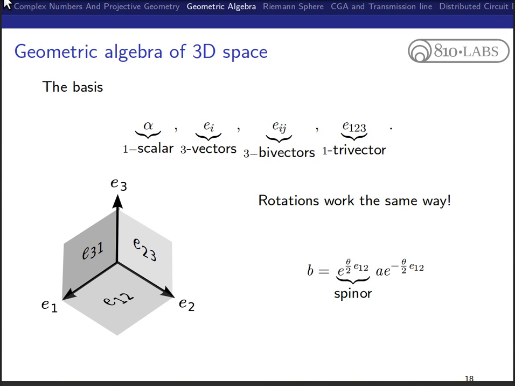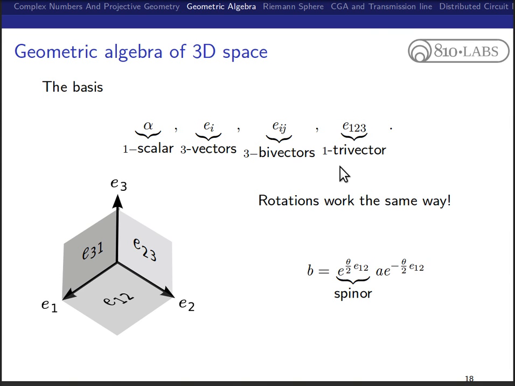Okay, and just to give you an idea, how does this generalize in 3 dimensions? It's pretty similar. We have here an orthogonal 3-dimensional coordinate system, e1, e2, and e3. There are 3 independent bivectors here, which I've labeled as planes. So we have 1 scalar, 3 vectors, 3 bivectors, and then 1 trivector, which represents the volume. This is also called the pseudoscalar. The highest dimensional object in any geometric algebra is known as a pseudoscalar.